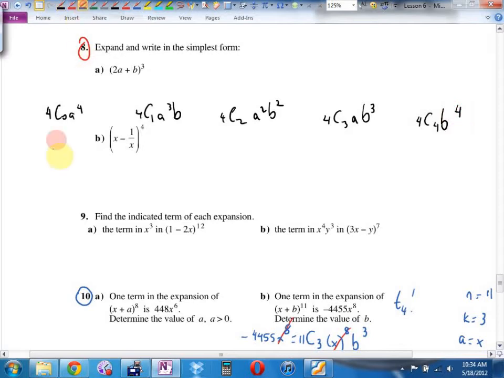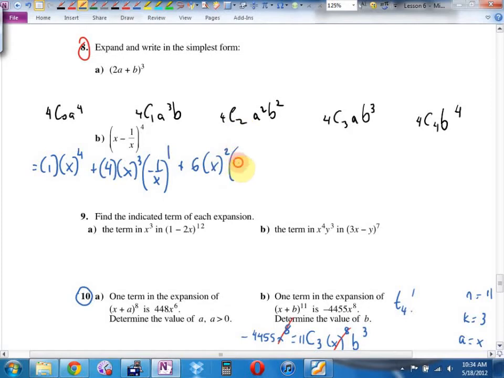Now let's carefully substitute. I know 4 choose 0 is 1, x to the 4th, plus 4 choose 1 is 4, x to the 3rd, negative 1 over x to the 1. Plus 4 choose 2 is, I have no idea. What is 4 choose 2? 6? X squared, negative 1 over x squared. Plus 4 choose 3 is the same as 4 choose 1, which was 4. X, negative 1 over x cubed, plus 1, negative 1 over x to the 4th.